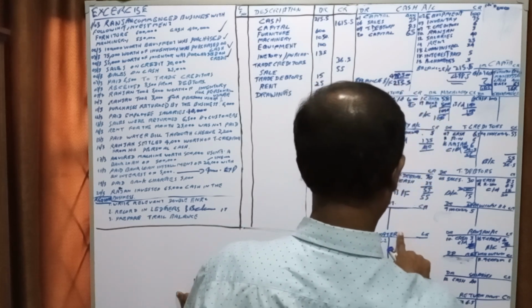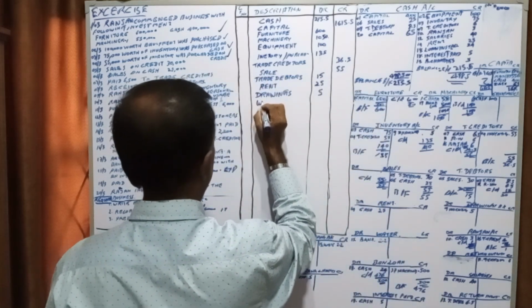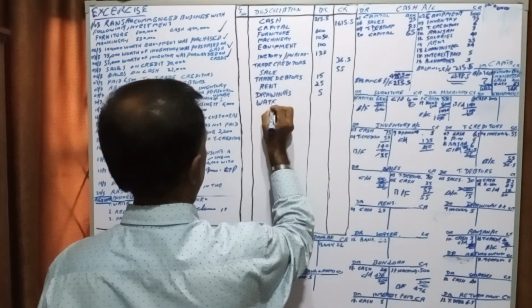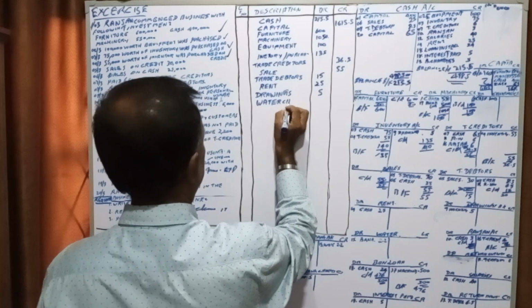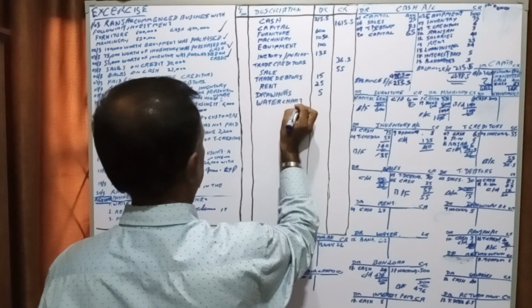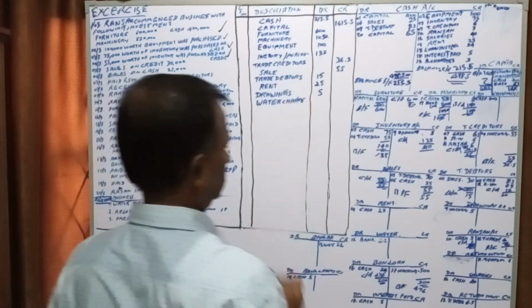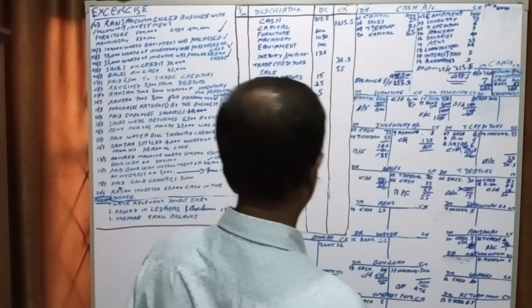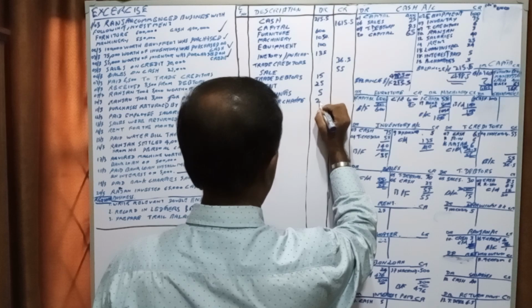And water charges. Water charges, 2,200 debit balance.